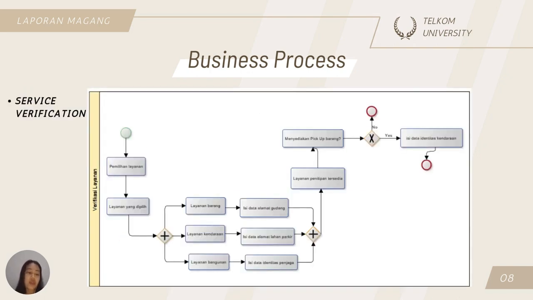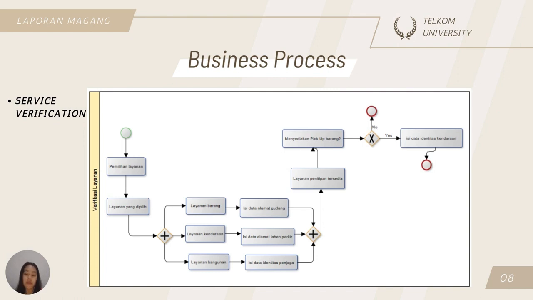And then service verification. The user starts by choosing the service that he will provide in his business. For example, the user provides goods, vehicle, and building service. Then, for the goods service, the user will be asked to fill in the warehouse address data. For the vehicle service, the user will be asked to fill in the parking lot address. For the building service, the user will be asked to fill in the guard's identity data. The storage service will be available.